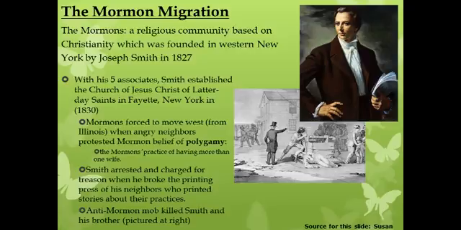So the Mormons were a religious community based on Christianity, and they were founded in western New York by Joseph Smith in 1827. With his 5 associates, he established the Church of Jesus Christ of Latter-day Saints. But once people heard about their practice of polygamy, that's the Mormon practice of having more than one wife, then they were forced to move west because angry neighbors were protesting. Before they could actually get there, Smith himself was arrested and charged with treason because he broke the printing press of his neighbors who printed stories about what he did. An anti-Mormon mob killed Smith and his brother, and this is pictured at the right.